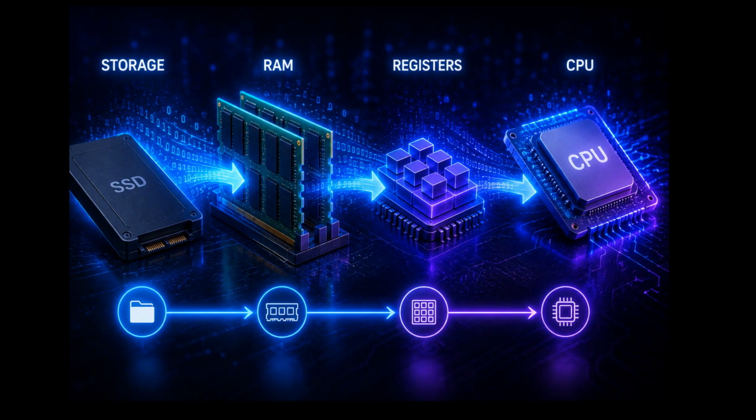Before the CPU can process data, it follows a simple path from storage to RAM, from RAM to the CPU registers, and finally to the CPU, where the instructions are executed. This journey happens millions of times every second.